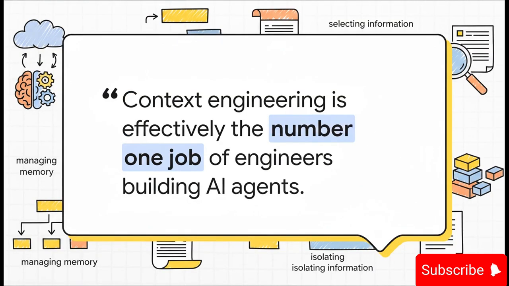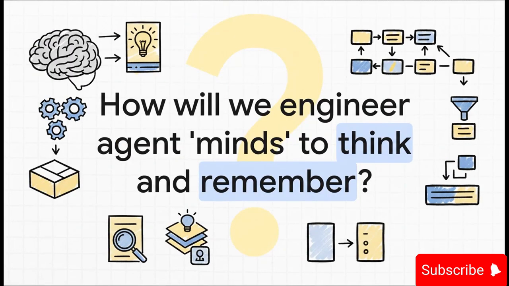And make no mistake, this isn't some niche optional skill. The team at Cognition AI, the people building some of the most advanced agents out there today, they put it very plainly. Context engineering is effectively the number one job of engineers building AI agents. It is the core challenge. At the end of the day, as these AI agents evolve from just being simple tools into truly complex collaborators, mastering their memory is everything.